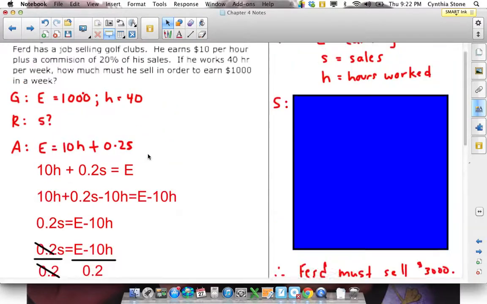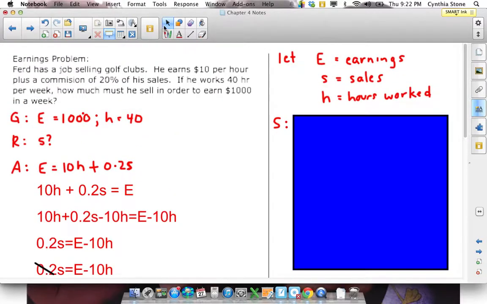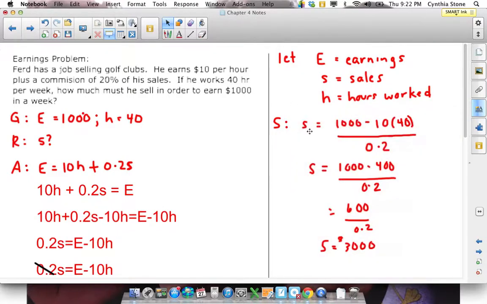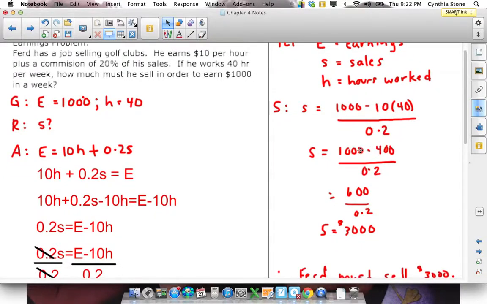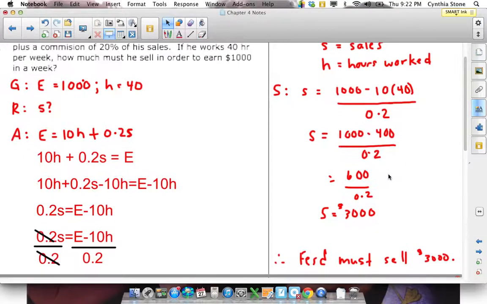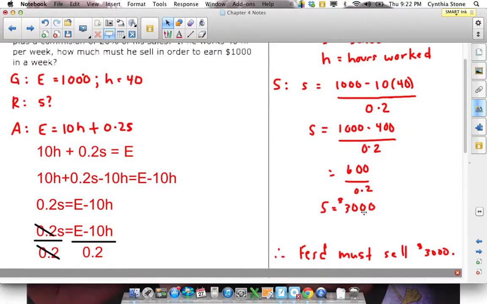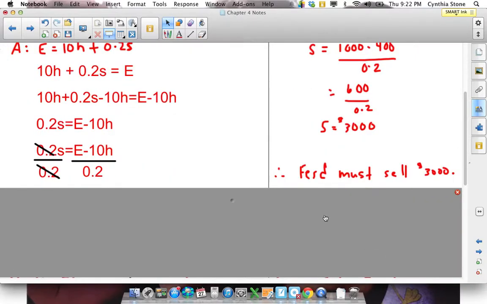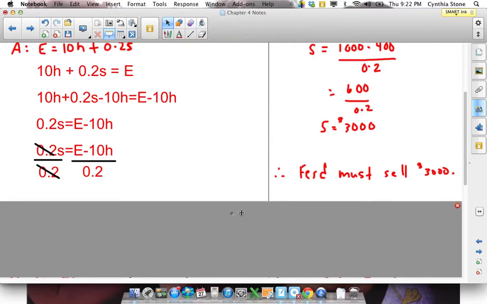So in the S section of GRASP, I'm going to substitute in and solve. I'm going to substitute in 1,000 for E and 40 for H. Following BEDMAS, I have 1,000 minus 10 times 40, which is 400, divided by 0.2. That leaves me with 600 over 0.2. So he has to sell $3,000 worth of goods in order to earn his goal of $1,000 in a week. Okay?